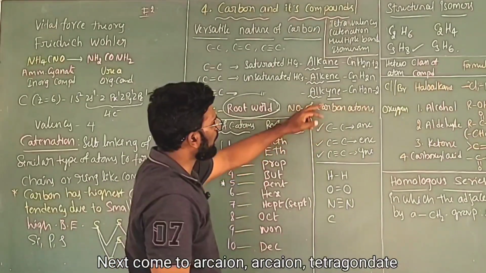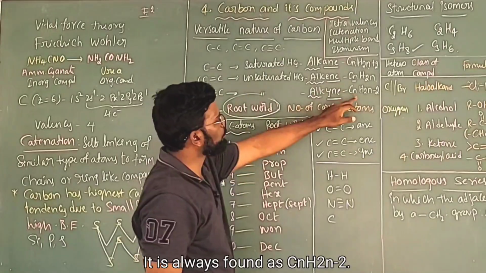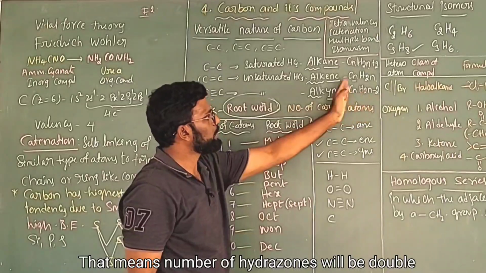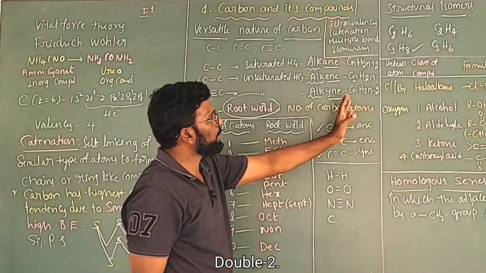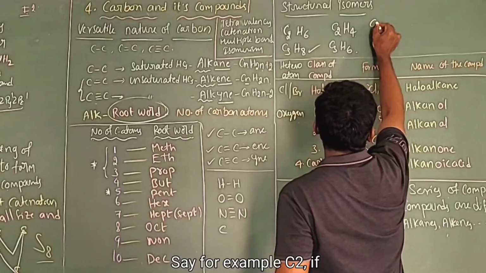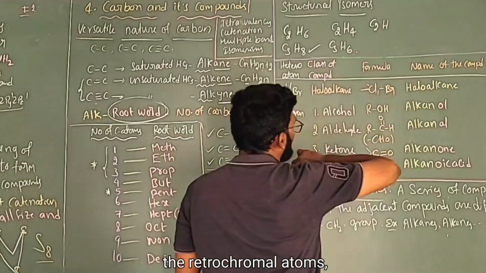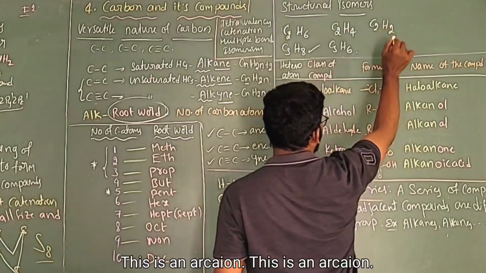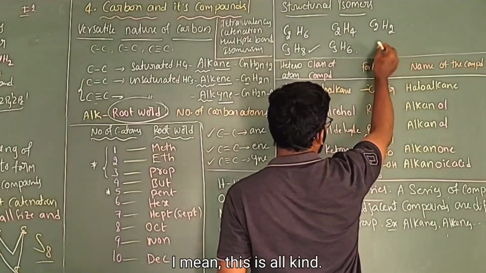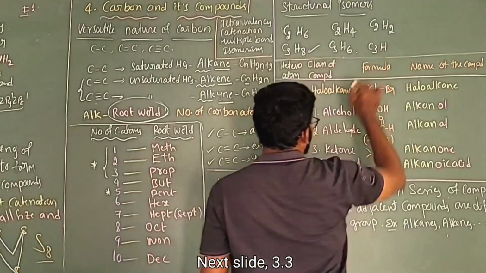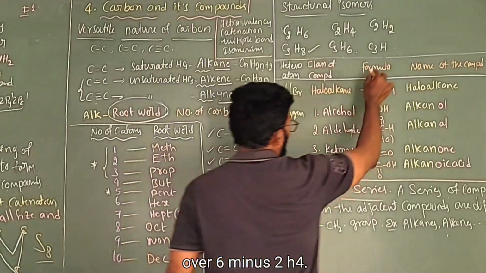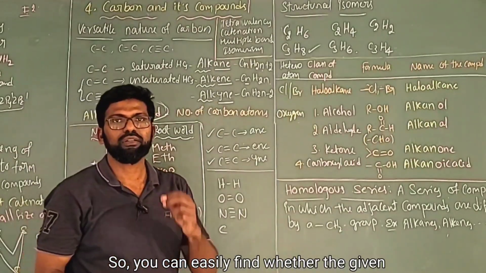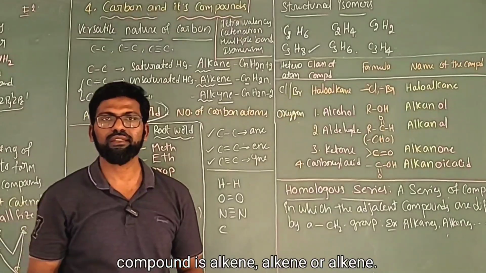Next come to alkyne, triple bonded compound. Its general formula is CnH2n minus 2. That means number of hydrogens will be double minus 2. So for example, C2, if there are 2 carbon atoms, hydrogens will be 2 2s are 4 minus 2, 4 minus 2, 2. This is an alkyne. Next C3. 3 2s are 6 minus 2, H4. This is an alkyne. In this way you can easily find whether the given compound is alkane, alkene or alkyne.